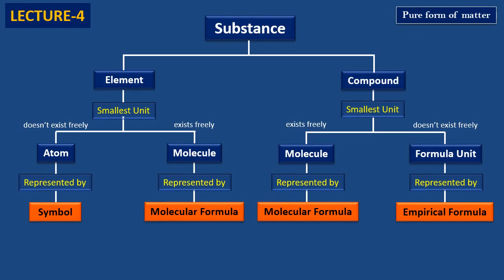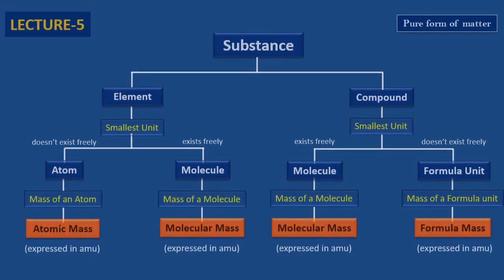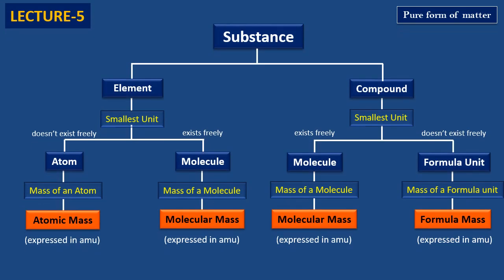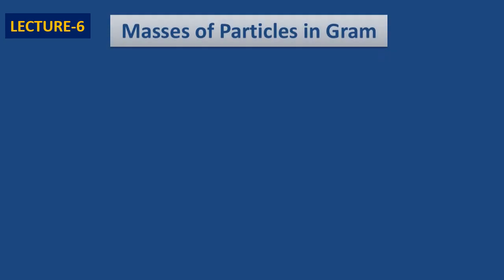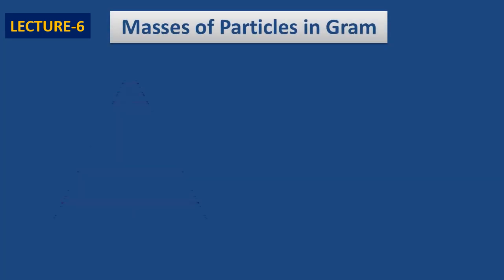Then the next lectures were the continuity of this very flowchart. Lecture number 4 was a further study of the same flowchart, and we learned how to represent the particles of matter. And the last lecture, lecture number 5, was in continuation of the previous lecture, in which we discussed the masses of the particles of matter. So the story still continues. Our today's lecture deals with the masses of particles of matter in gram units.